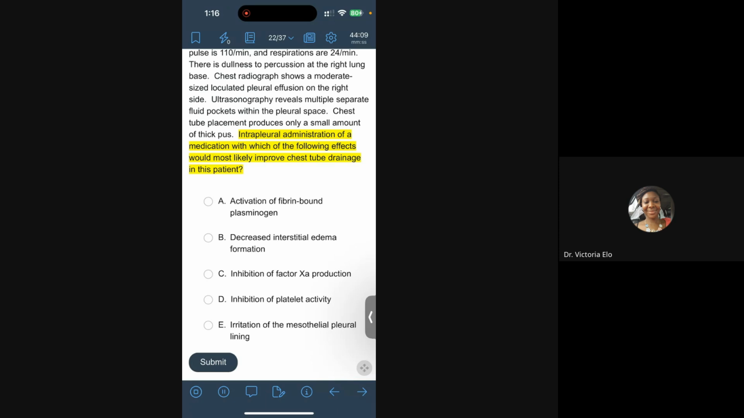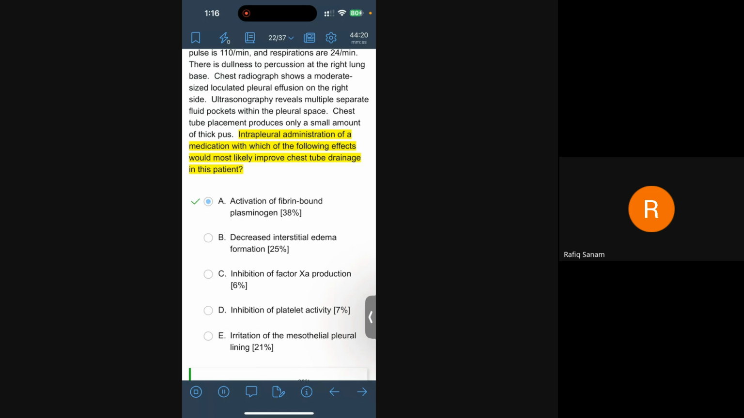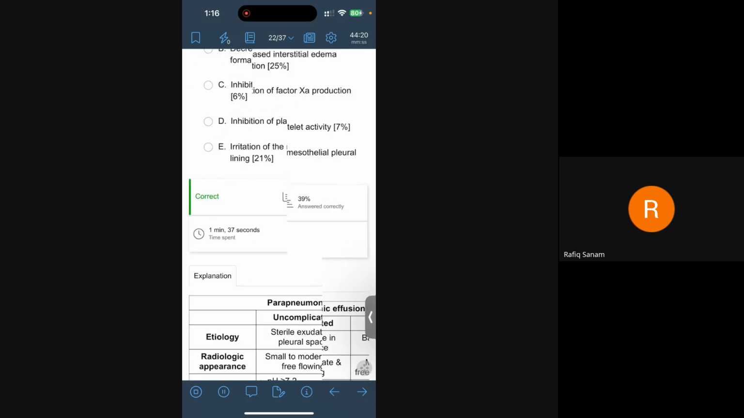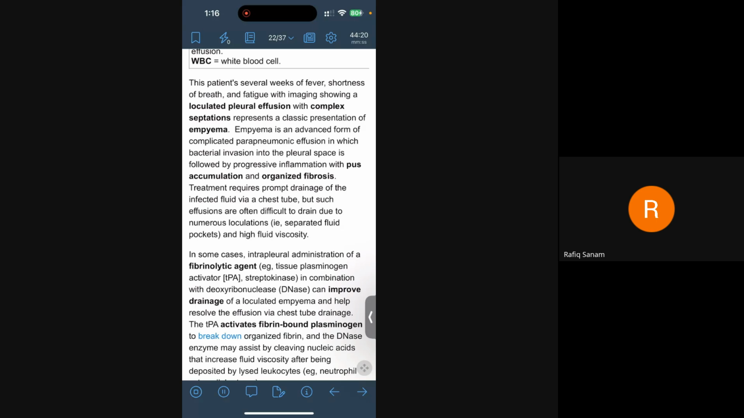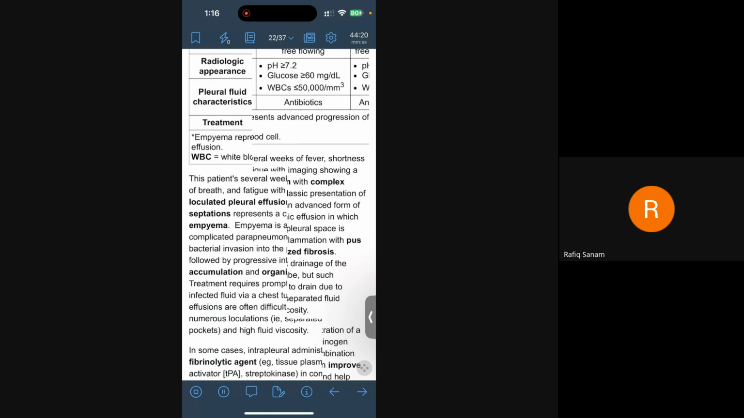We have done this question before, and the answer is activation of fibrin-bound plasminogen, because it will break the fibrosis there. The plasmin is going to get activated, and that plasmin is going to destroy the fibrosis, which will cause the secretions to become thin as compared to thick, and it will increase the drainage. There is organized fibrosis there, and a fibrinolytic agent can improve the drainage.